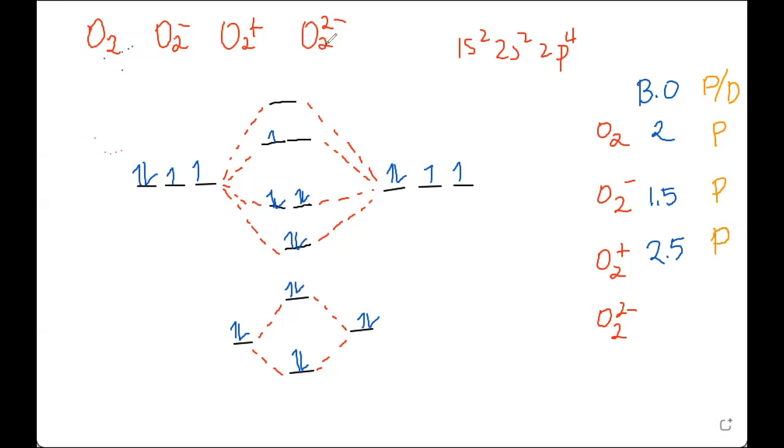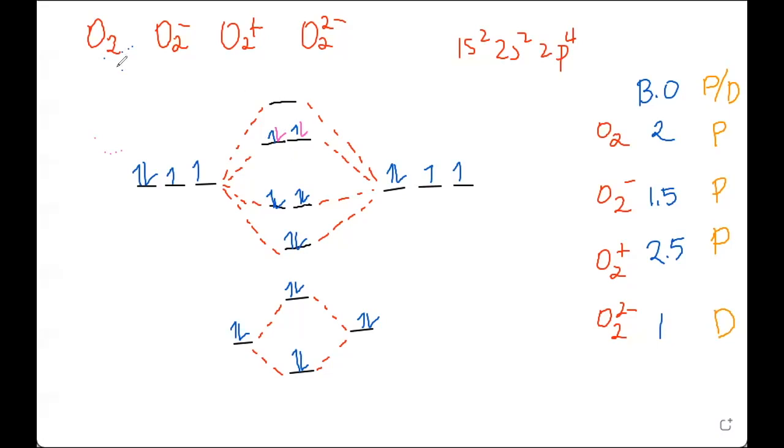Next, for O2 2-negative. Dito, magdadagdag tayo ng dalawa. Ilan? Dalawa. Okay, so 1, 2. Next, bond order. 1 po, sir. So, the bond order is 1. Now, the magnetic effect. Dia po, sir. Diamagnetic. Okay, so this is diamagnetic. Wala tayong unpaired electron. So, diamagnetic.